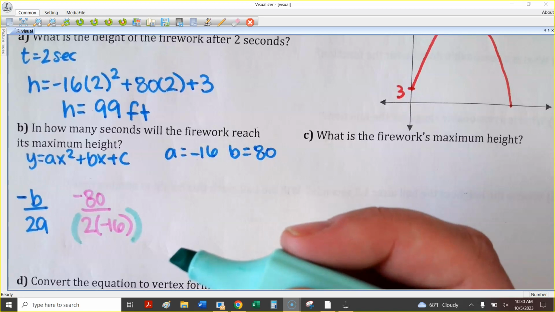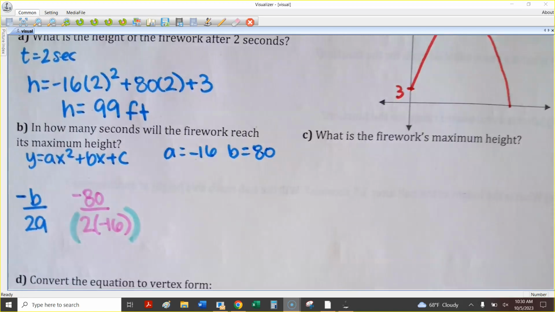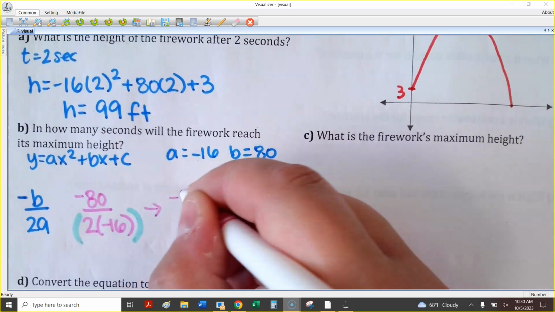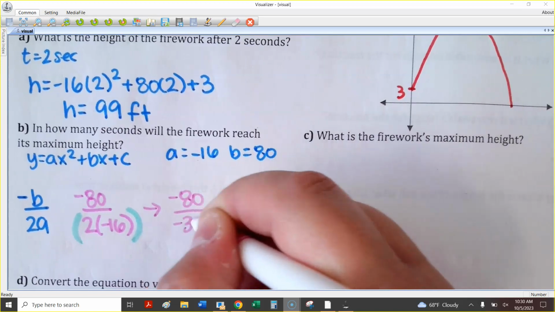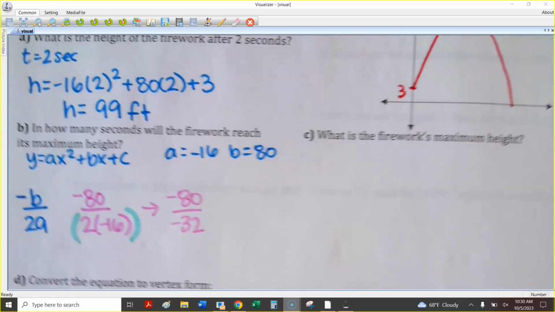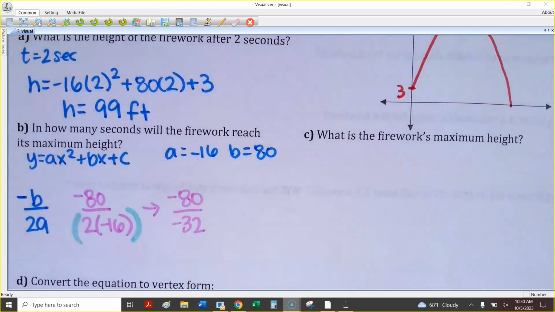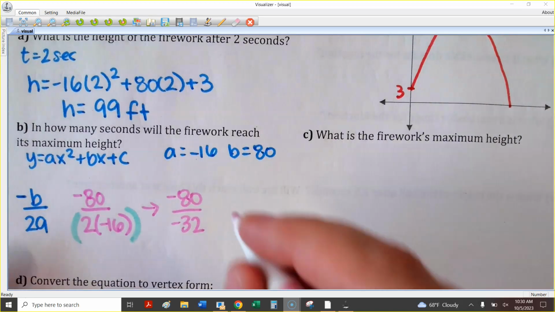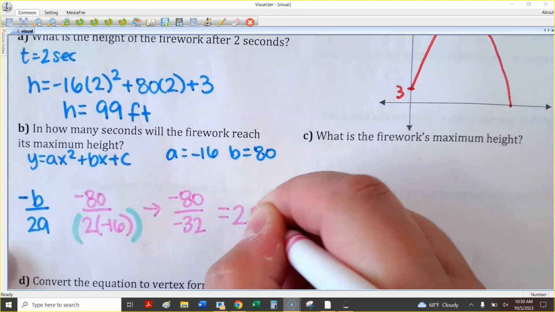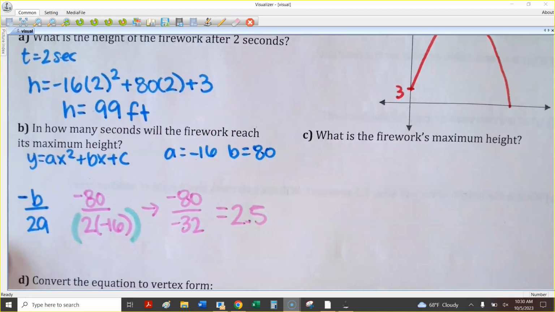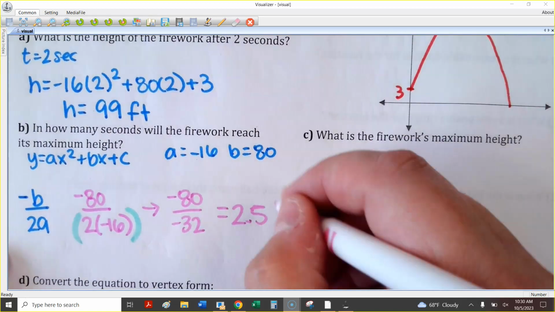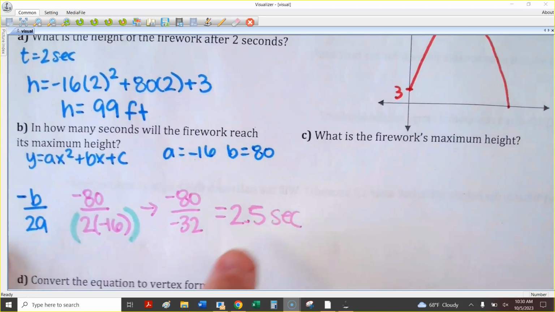All right, so do negative 80 over the bottom, which should be negative 32, or put parentheses around the 2 times negative 16. What should I get? And it's okay if it's not a nice plain number. What'd you get? 2.5. Okay, did anybody not get 2.5? Make sure you put parentheses around the bottom if you did not. So this would be 2.5. 2.5 what? This is seconds because you're finding time. So this is the time. So it's going to take 2.5 seconds.